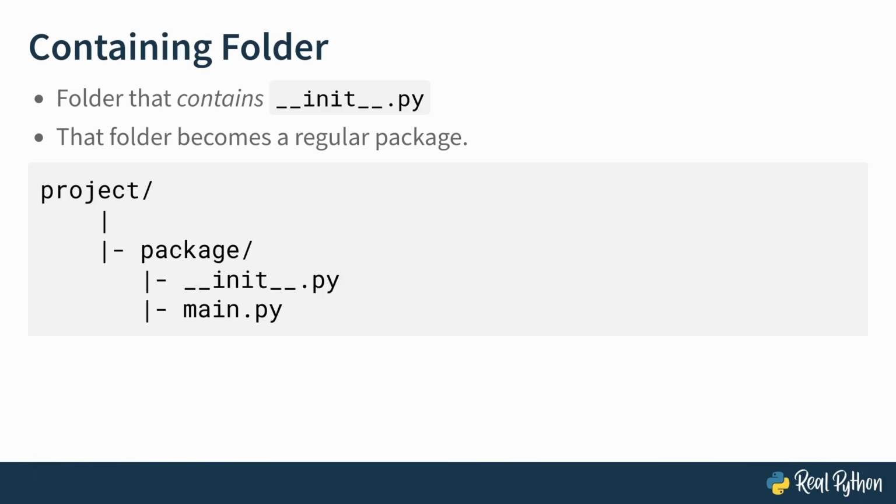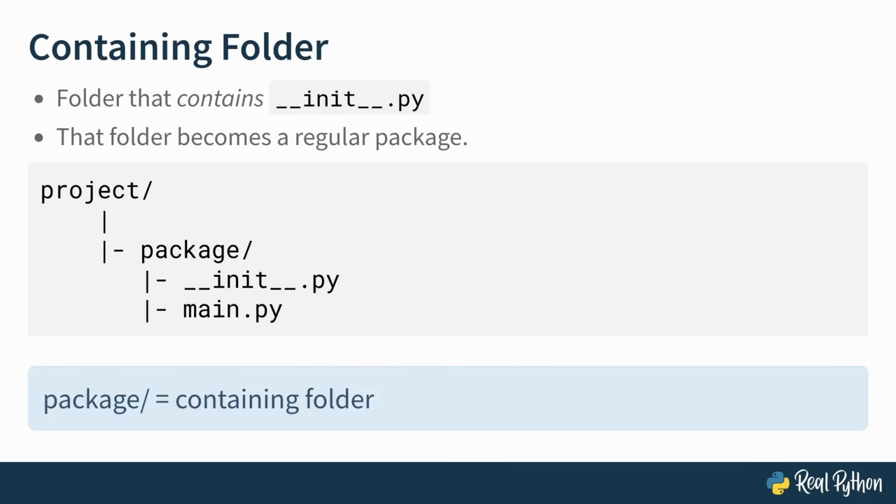So that folder has a subfolder called package. And within the package folder, there is our dunder init.py module. And there are other modules such as main.py. So the folder that contains the dunder init.py module, that is the package folder. So it's the containing folder, and it's therefore the package folder that will become the regular package.